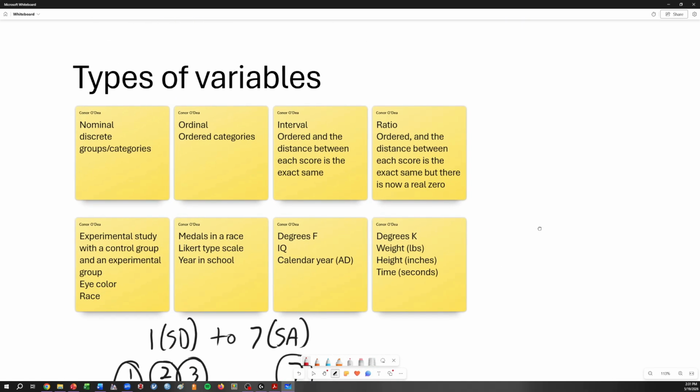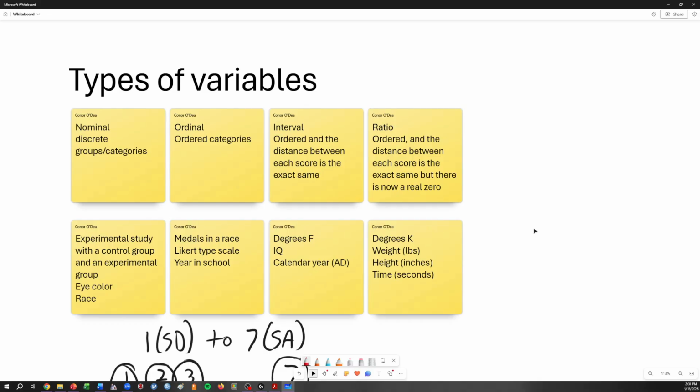So what I would encourage all of you to do at this point is to try to come up with your own examples. Or you could even ask AI to come up with examples of each, and then you could talk through and try to figure out what makes each of these nominal, ordinal, interval, and ratio on your own.